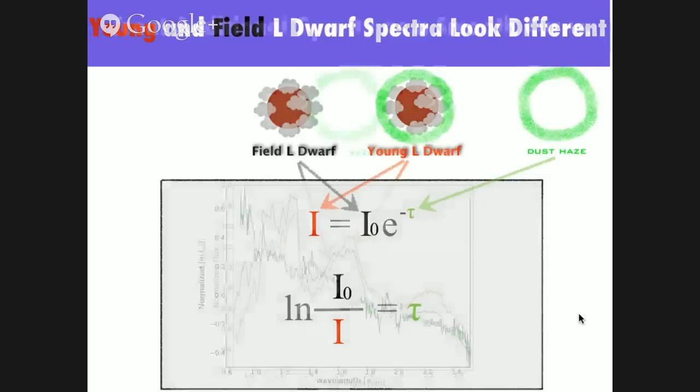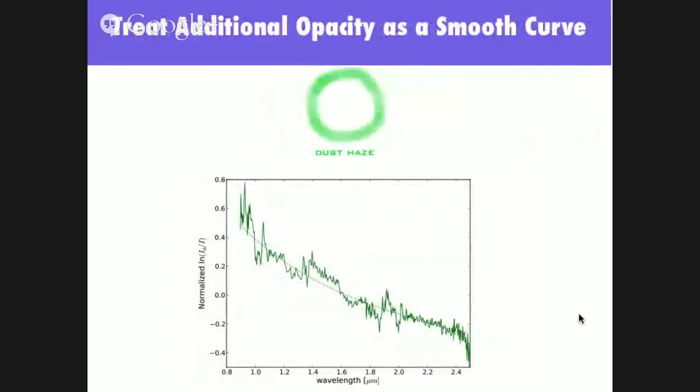And the additional opacity, the observed reddening, looks something like this. This is the field dwarf flux divided by the young dwarf flux, and we're not concerned about the gravity sensitive features here. We only care about the overall shape, which is in the green dot, that we hypothesize is caused by the dust haze.